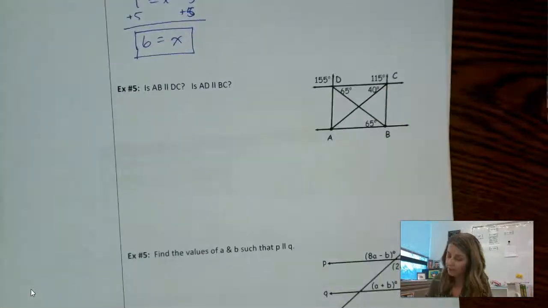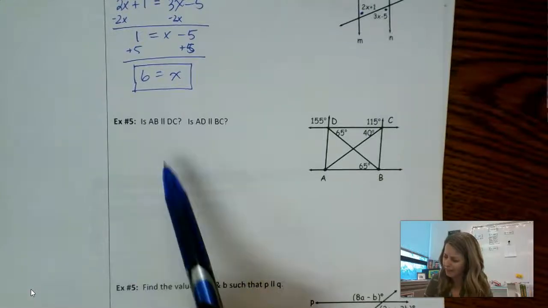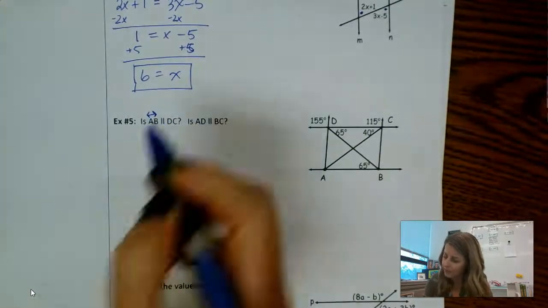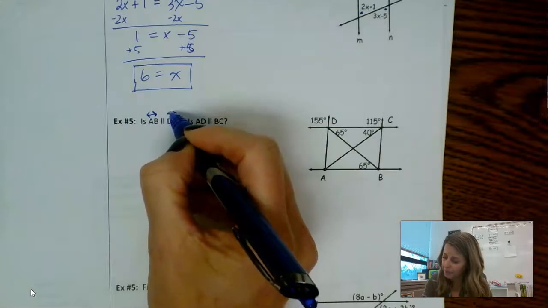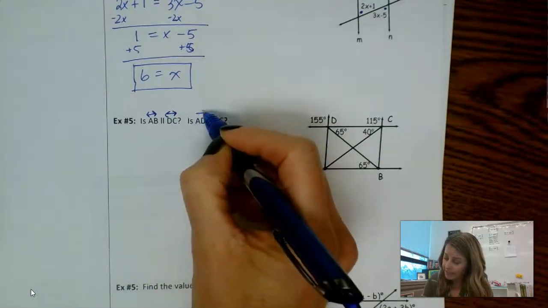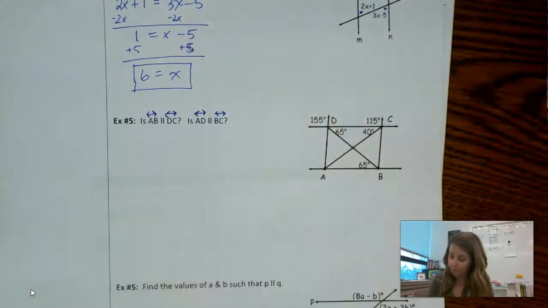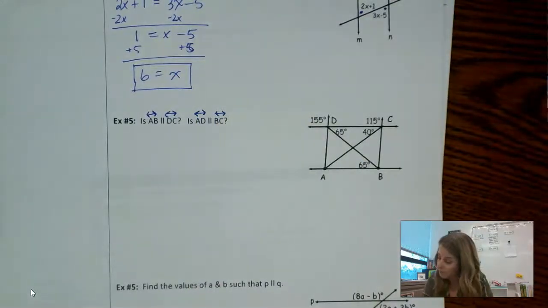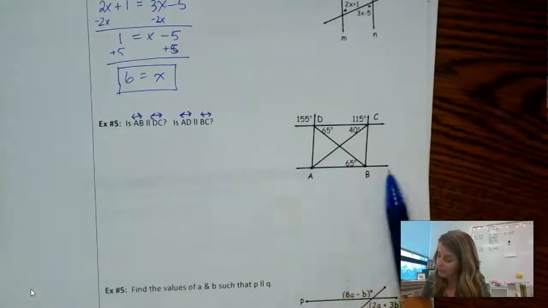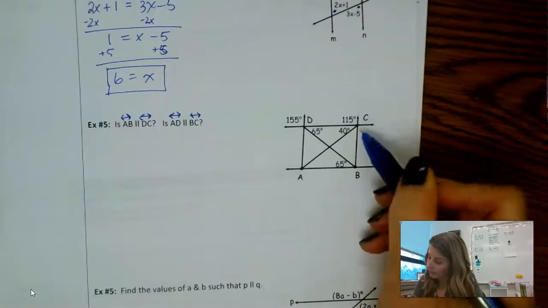All right, let's look at the next one. Is line AB, I should probably have a line symbol above that, let's add that, is line AB parallel to line DC? And is AD, let's add these lines here, parallel to BC? So AB and DC. Okay, what do I have?